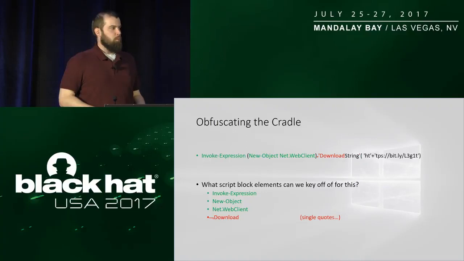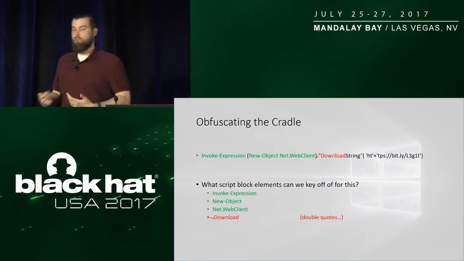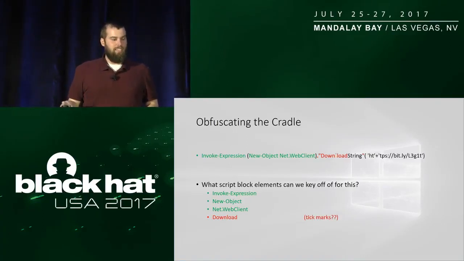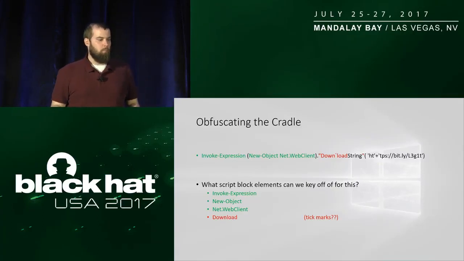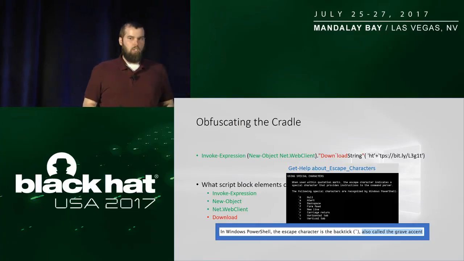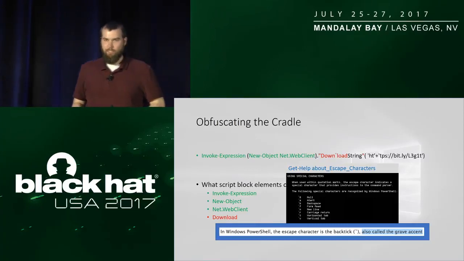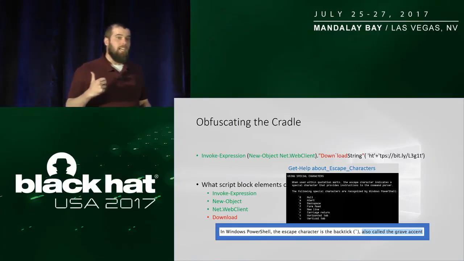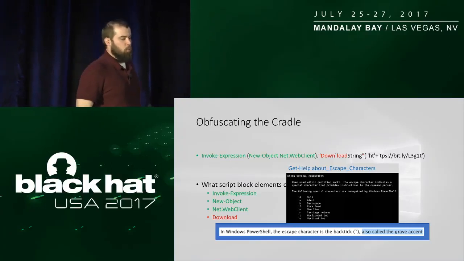We can actually put single tick marks around it. We can put double quotes around it. Now the fascinating thing is that when you put double quotes around it, and I want you to look closely at download string, what you can actually do is just put a tick mark there. Now, why in the world does this work? Well, this works because the tick mark is PowerShell's escape character, or called the grave accent character. So I like to think of it kind of as a grave of a lot of Defender's IOCs, because this will break a lot of stuff if you're not aware of it.